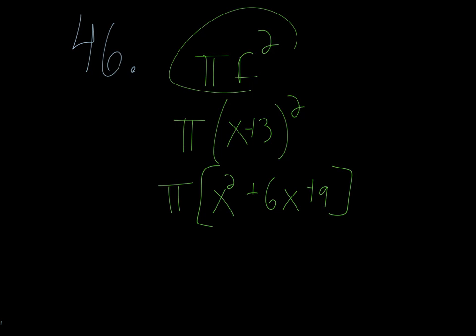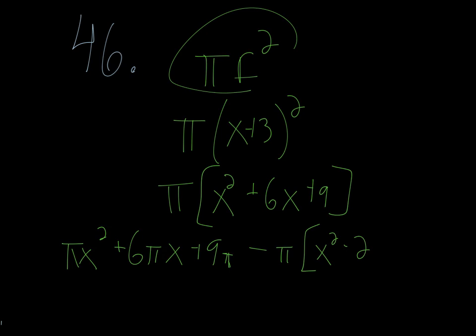For part B, if we were to put a hole in it, that means we would have to subtract from our final answer. So we would take pi x squared plus 6 pi x plus 9 pi. And now we're going to subtract a circle that has a radius of x minus 1. So we're going to subtract pi times x squared minus 2x plus 1. And when you do that, your final answer should be 8 pi x plus 8 pi for part B.